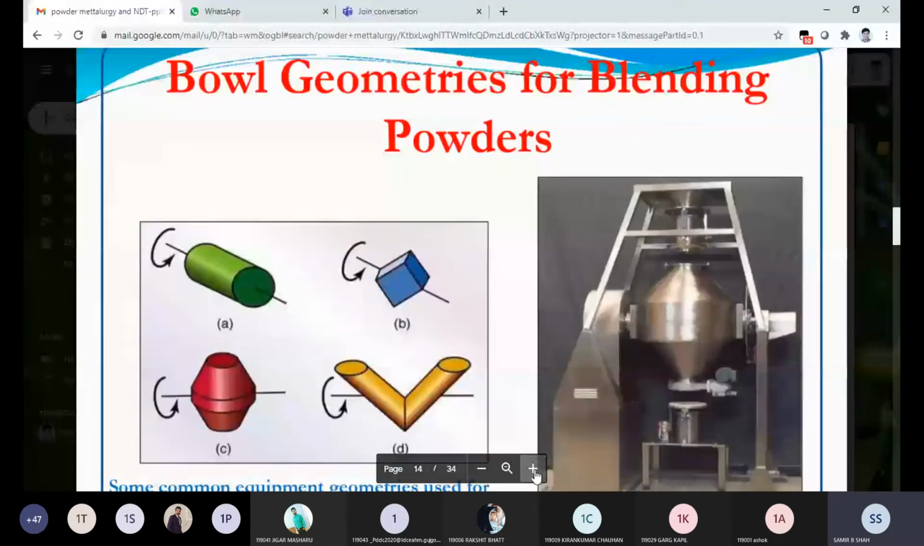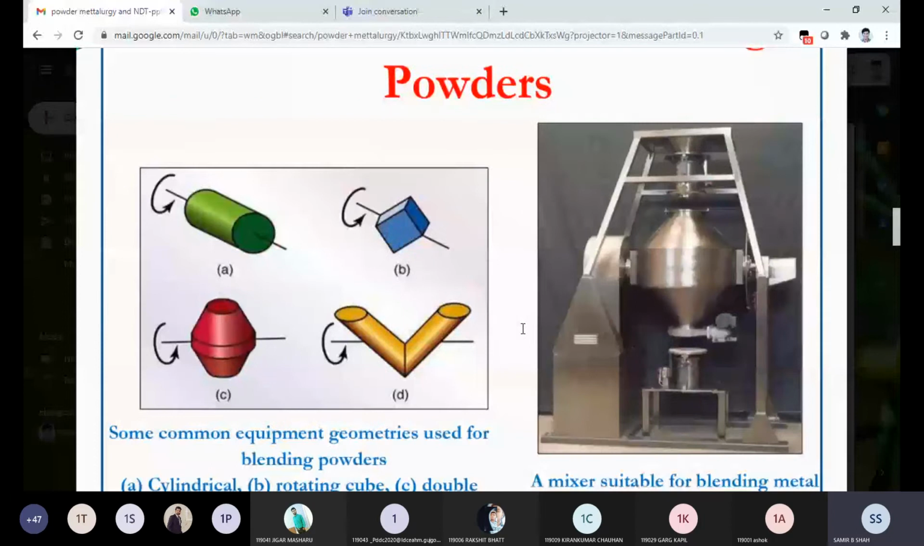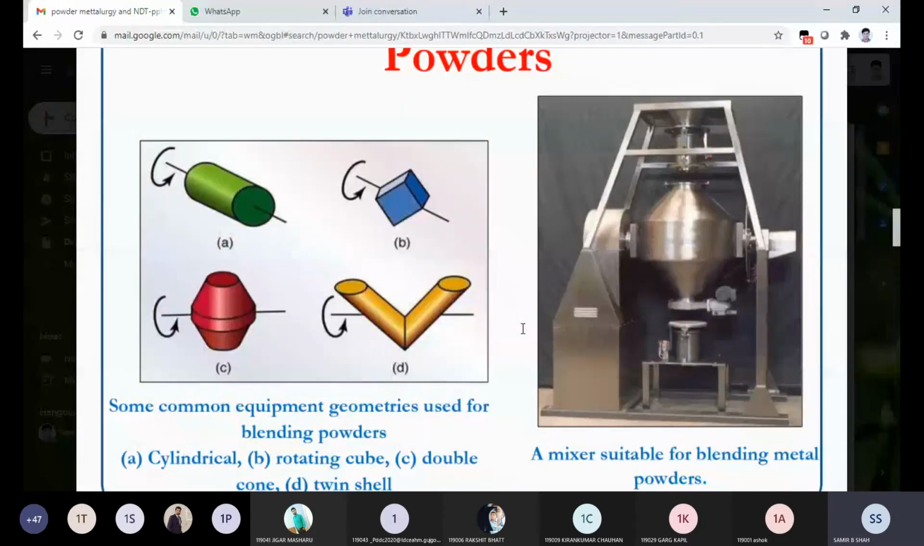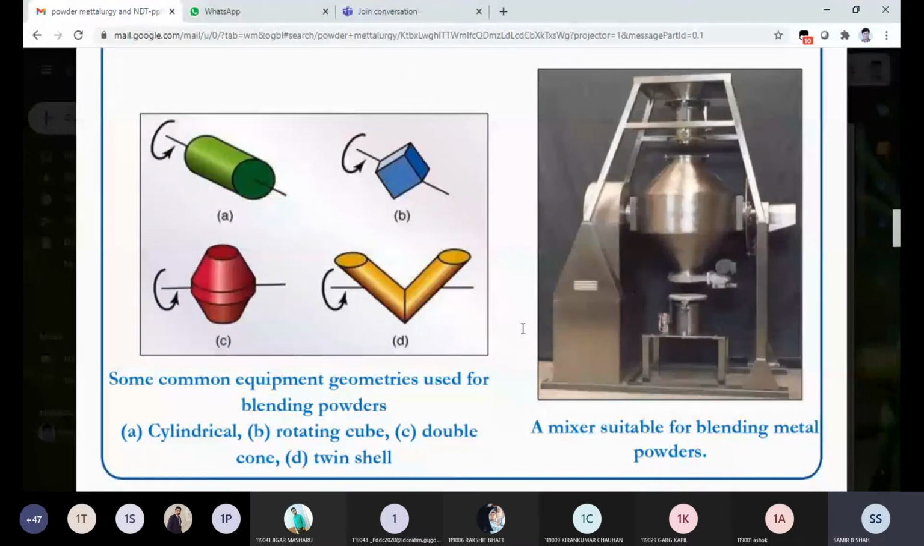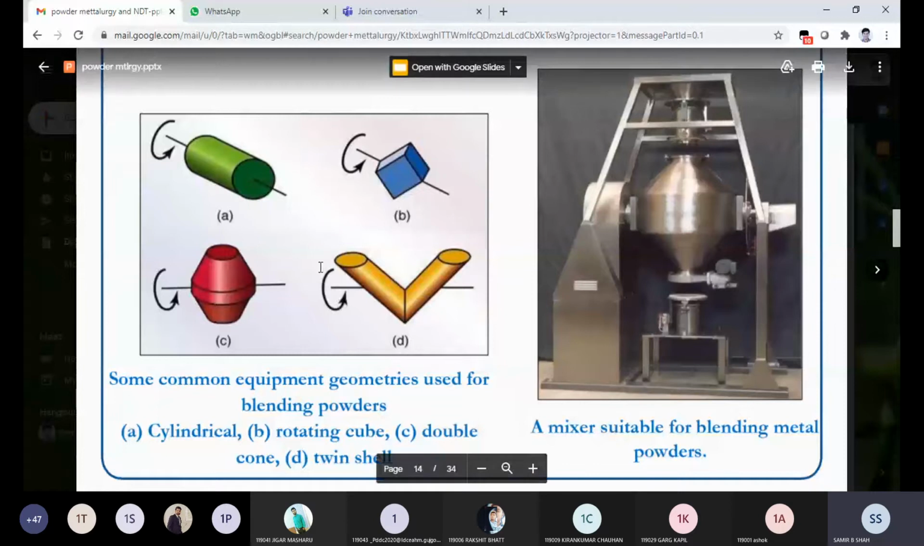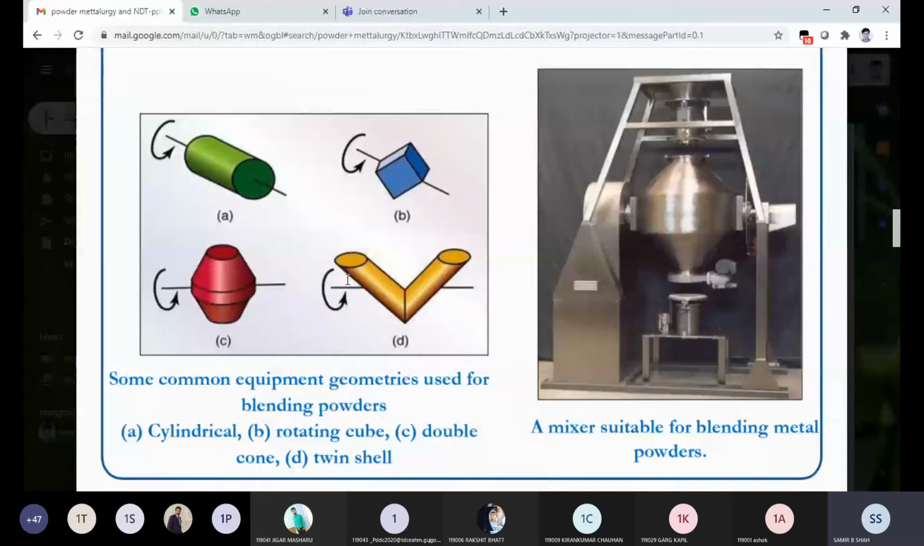Bowl geometries for blending powders. See, this is a basic figure given to you. I am trying to give it to you with a proper 3D image, so it is very easy for you to understand what kind of equipment we use to produce the powder with the help of blending. Some common equipment geometries used for blending powder are the cylindrical rotating cube, the double cone, and the twin shell. As you can see with different colors, it is very easy for you. And there is one blending metal powder mixture given to you. So with the help of this kind of blending machine, we start to blend the powder as per our requirement.